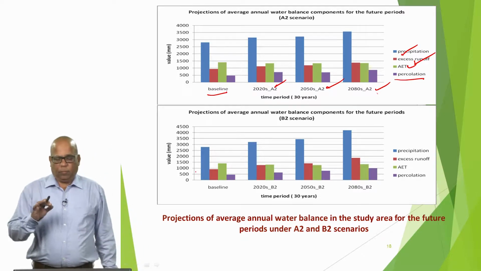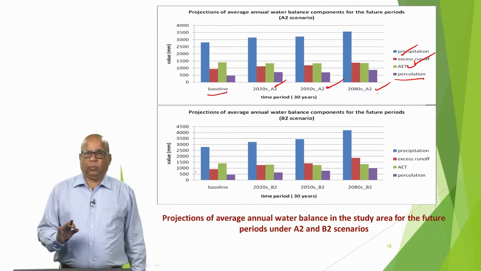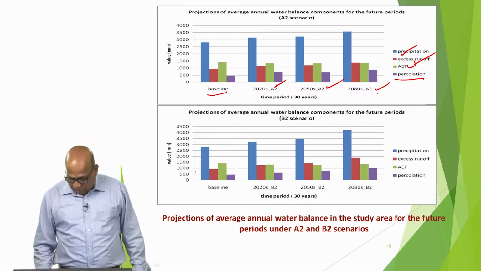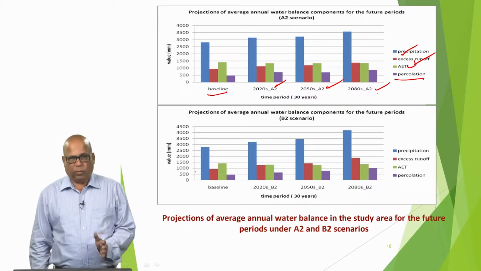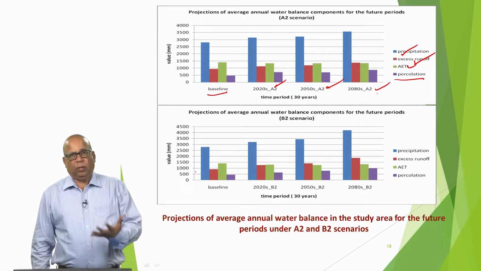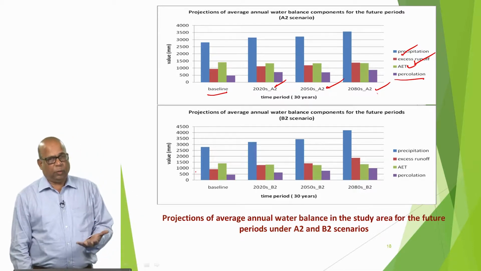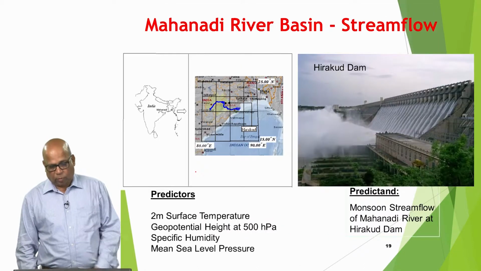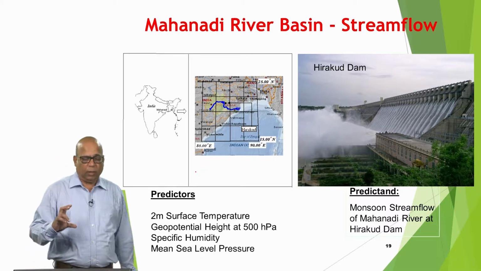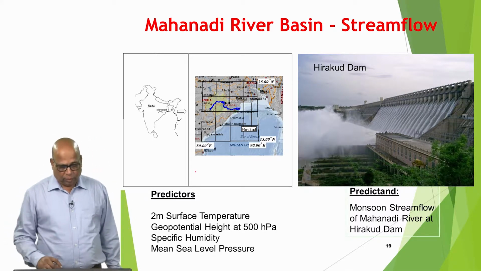This is again for one model and two scenarios. But the point that you must emphasize always is, when we are talking about future projections, you must include as many models as possible and as many scenarios as possible, and then start looking at the ensemble of projections.